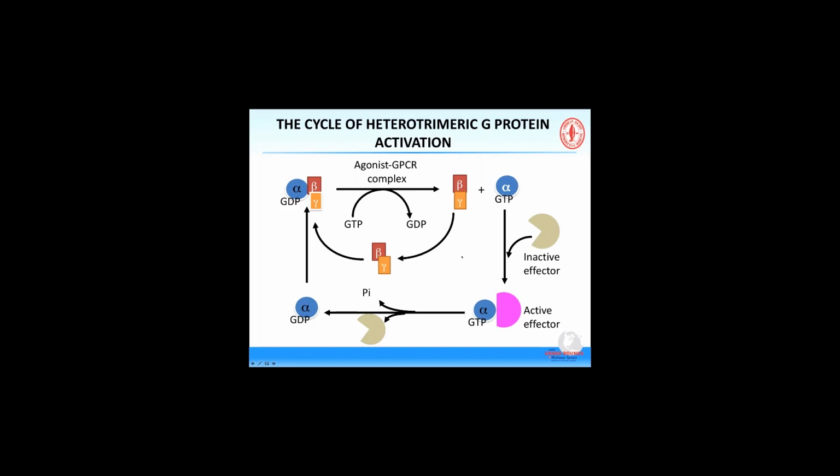As we now know, beta gamma are also capable of binding to effectors in their own right, and these effectors may be the same or may be different effectors than those activated by the alpha subunit. As a consequence of this interaction, that effector becomes activated. Eventually, this dissociates just by the simple law of mass action, going back to the inactive effector and to the beta gamma that goes back to form the inactive complex that we started with.